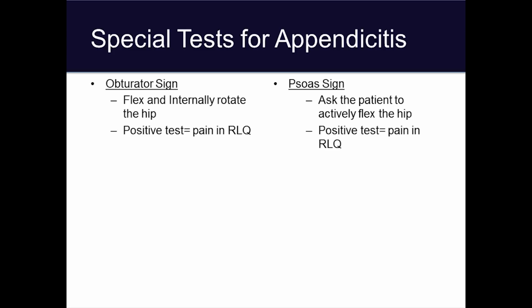Really, there is no test that is going to effectively rule out appendicitis on physical exam. So you really need to take a good history, do your physical exam, and take all factors into account when you're thinking about appendicitis. There's no test that I can teach you that's just going to rule out appendicitis.